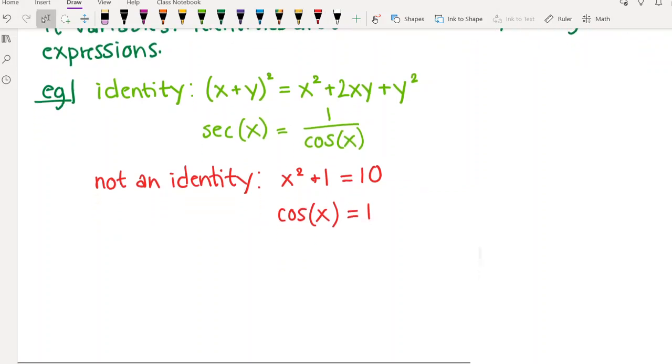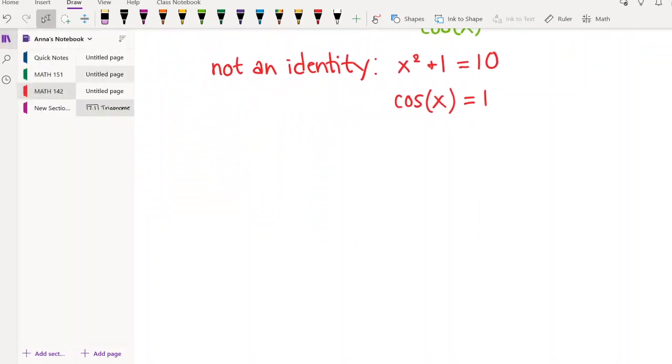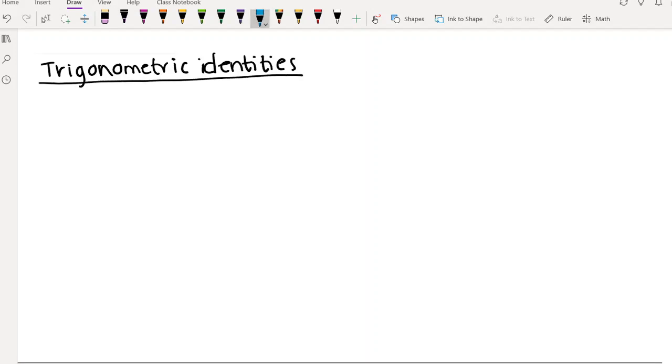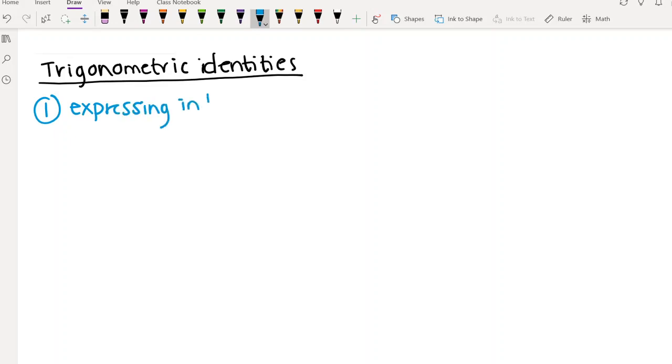Okay, so let me actually open a new page here. We're going to start with one variety of identity and then do some examples working with those. And then we'll also talk about another type of identity and do some examples working with that second type. So the first type I want to talk about is basically rewriting every trig function in terms of sine and cosine, expressing everything in terms of sine and cosine.